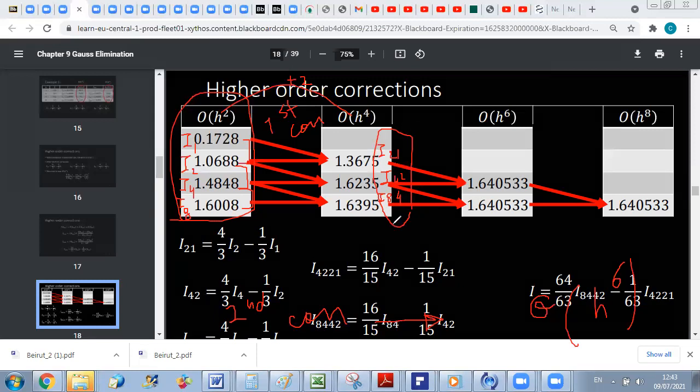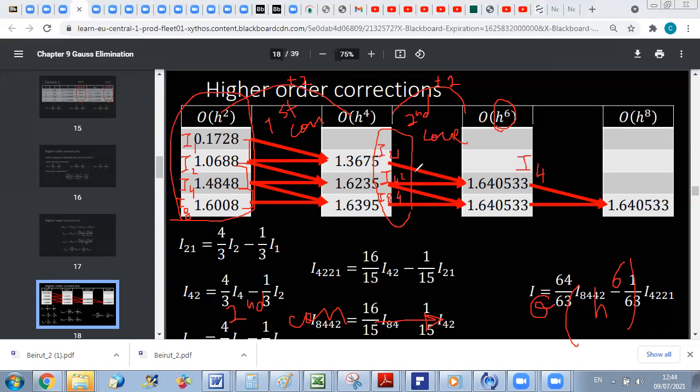And now I am ready to do a second correction. We can prove mathematically, but you are not responsible for the proof, that each time I do a Richardson correction, I increase the order of accuracy by 2. So now this is my second correction, and I expect my error to be proportional to h to the power 6.